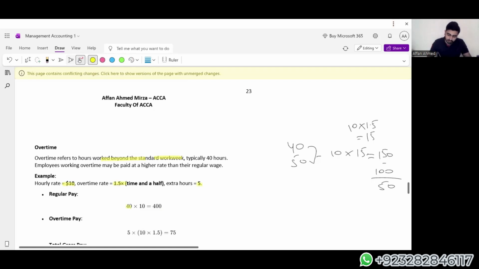So 40 into 10 is equal to 400. Now this is the regular payment. For the extra 5 hours, I will multiply 10 by 1.5, that is 15, into 5 is 75. This is the overall extra payment that I am making. So the total payment I am going to make is 475, adding these both up.